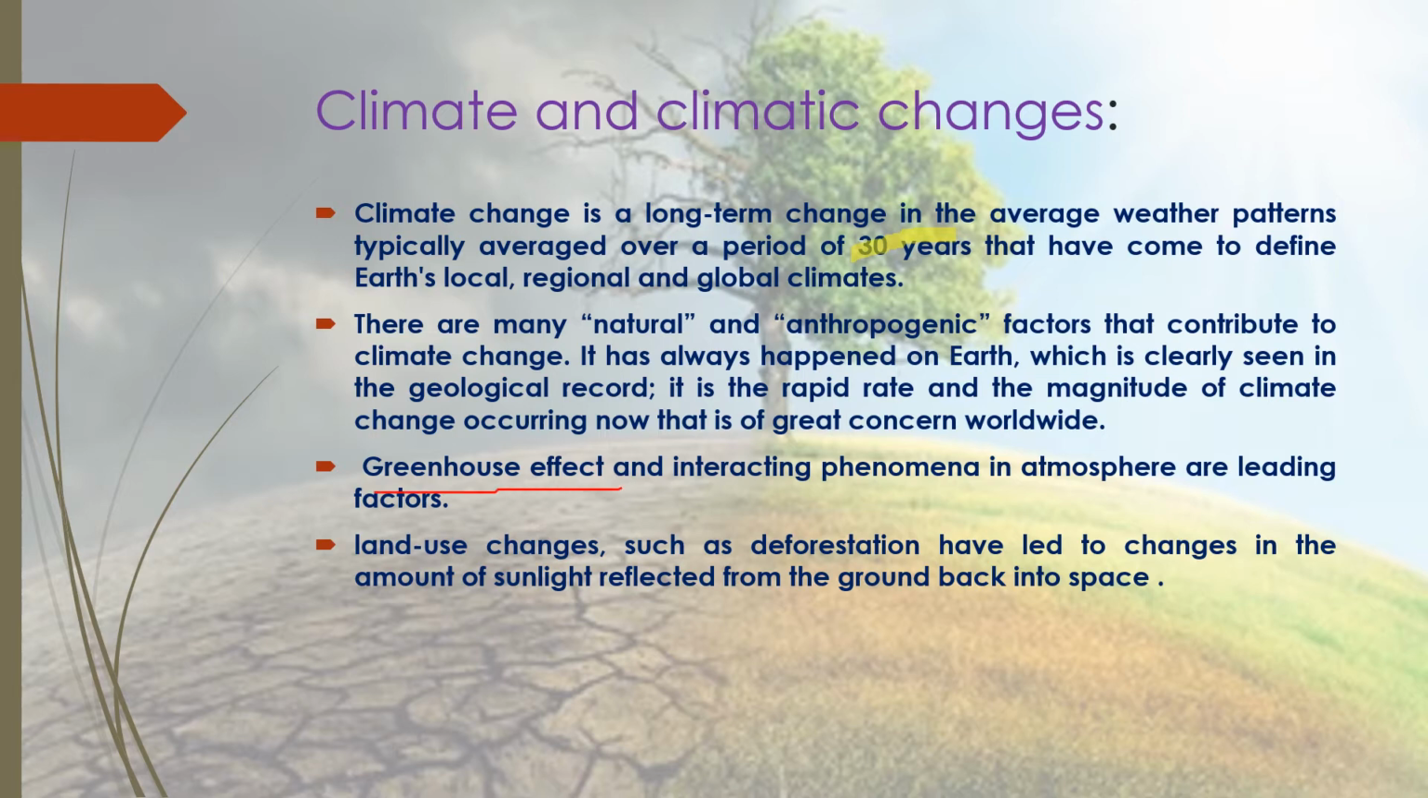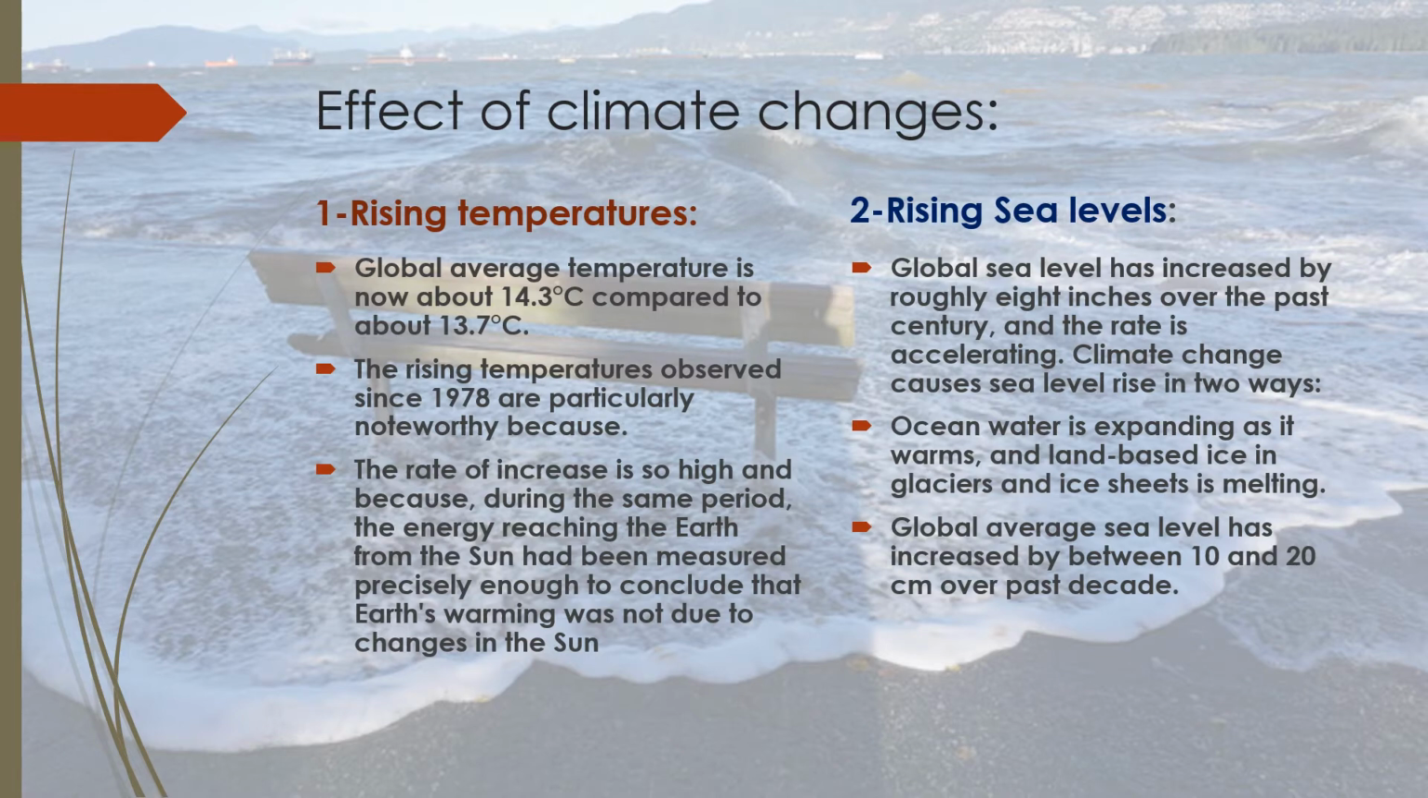Greenhouse effect and interacting phenomena in the atmosphere are leading factors. Land use changes, such as deforestation, have led to changes in the amount of sunlight reflected from the ground back into space. More effects of climatic changes.